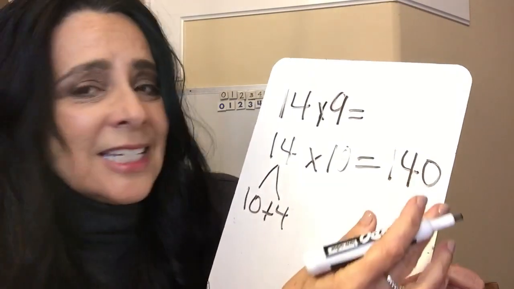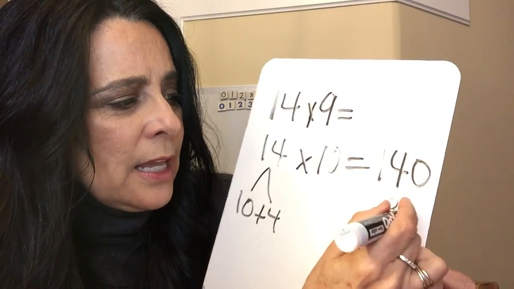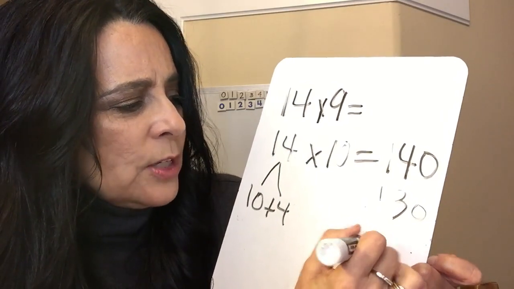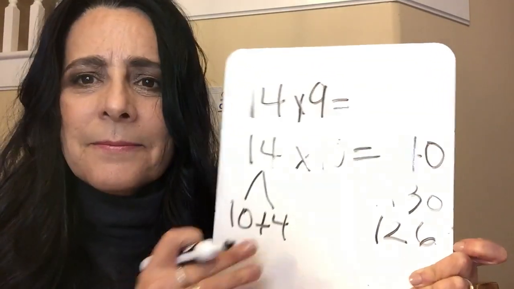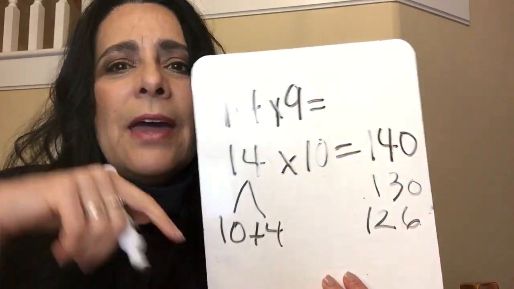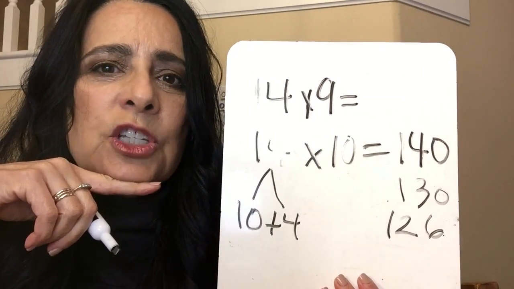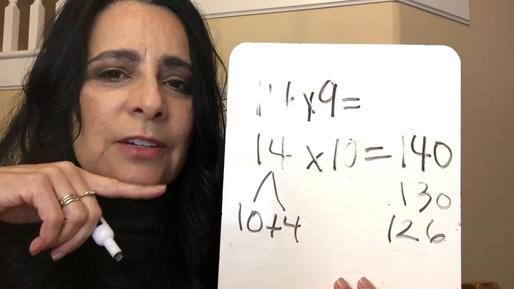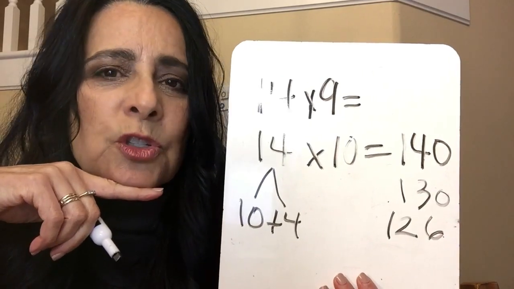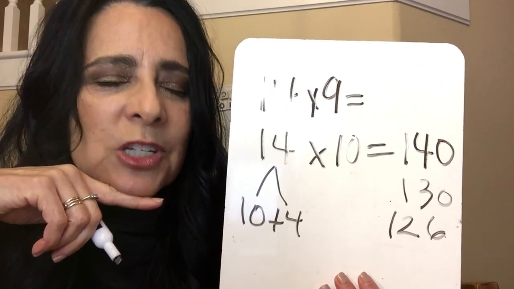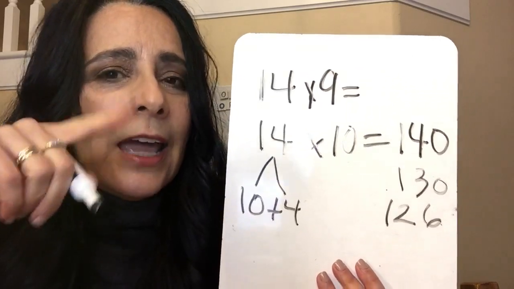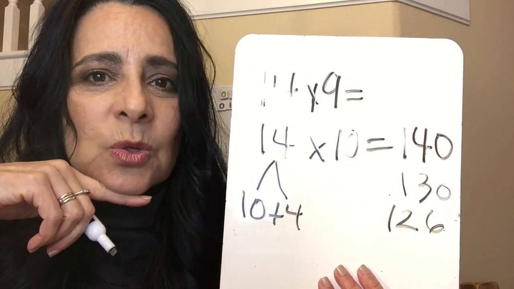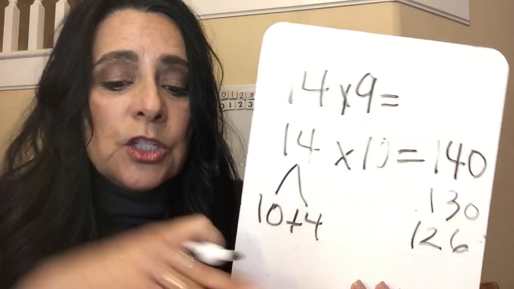And then take the 10 away, which is 130. And then take the 4 away, which is 126. The better we are at teaching our students to take apart numbers and look at them in different ways, it will transfer, it will serve them all their life, especially in the higher areas of mathematics when they get to high school and college. So we were just having so much fun with this.